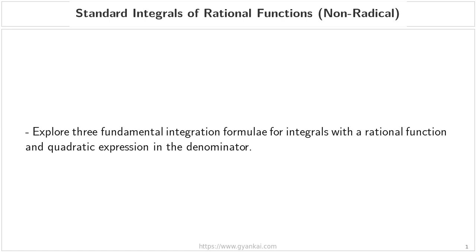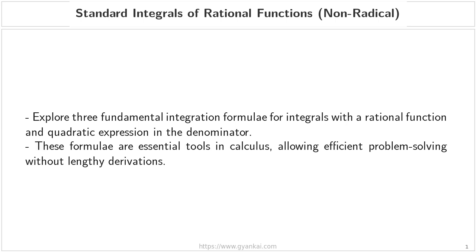This slide introduces the scope of what we'll be covering. We'll be exploring 3 fundamental integration formulas. Now, these aren't just any integrals. They deal with integrals where the integrand is a rational function, and the denominator of that rational function involves a quadratic expression. Think of a quadratic expression as something like ax squared plus bx plus c. So, the integrals we'll be tackling will have a fraction where the denominator is a quadratic.